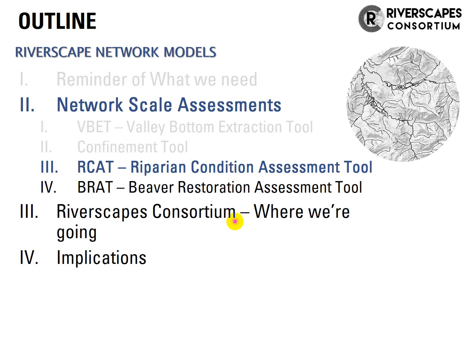Okay, so now that we know that it's important to look at geomorphic conditions, two of the ways we might think about geomorphic conditions, and network tools that we have that can help us get at that, are riparian conditions and beaver. So let's talk about riparian conditions first.